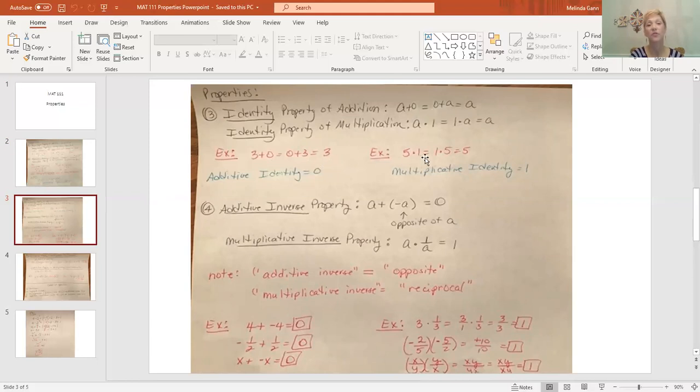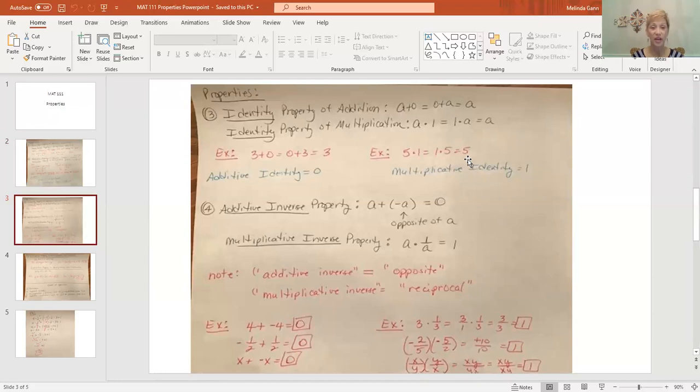Now, similarly with multiplication, there's a number that you can multiply another number by and not change it. Now, think about what number that is. Okay? So you can multiply a number not by 0, but you can multiply a number by 1. Okay? So that's your identity property of multiplication. Any number times 1 or 1 times any number is that number. So whether you have 5 times 1 or 1 times 5, you get 5. So that's your identity properties of addition and multiplication.